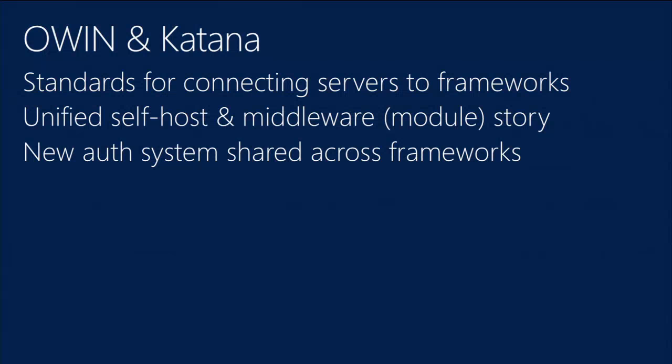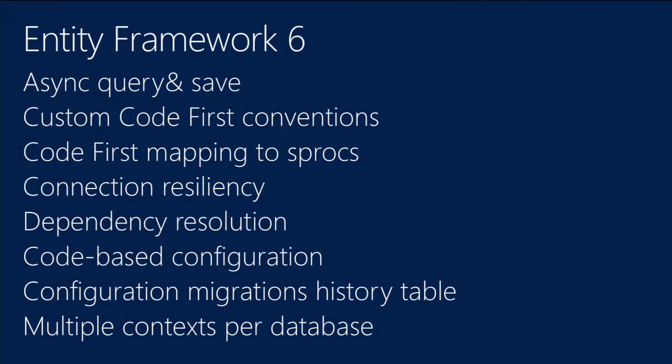It's a standard for connecting servers to frameworks, allows us to unify the host story for all of our frameworks, and have common modules, which we call middleware in the OWIN world, so that you can do things like have common concerns like authentication and logging and dependency injection and composition. All those things can be common across all frameworks and just be injected into the HTTP request pipeline via these middleware components.